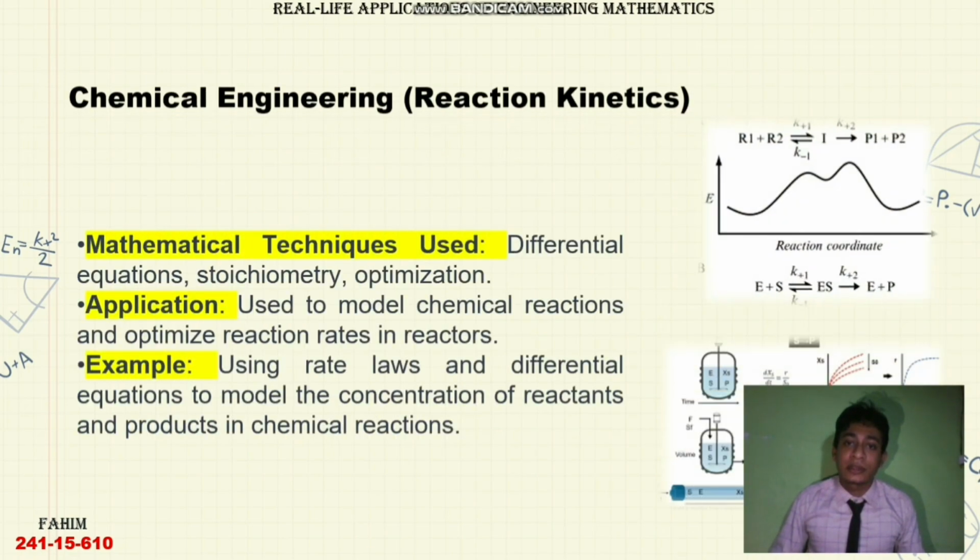Chemical engineering, reaction kinetics. Mathematical techniques used: differential equations, stoichiometry, optimization. Application is used to model chemical reactions and optimize reaction rate in reactors. Example, using rate law differential equations to model the concentration of reactants and products in a chemical reaction. Beside, we can see some formulas. By using this formula we can know the reaction rate and optimize the reaction rate in reactors.